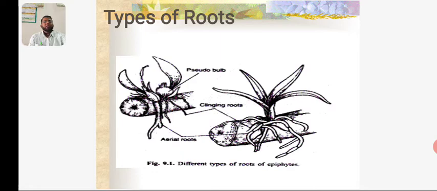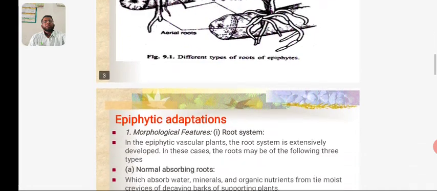Another speciality of these epiphytic plants is that they have three types of roots. See here, there are aerial roots. These are the hanging roots in the air, called aerial roots. Then clinging roots, which fix the plant on the substratum. And the normal absorbing roots are also present in these plants, which absorb some minerals and water from the crevices of the plant on which they are situated.